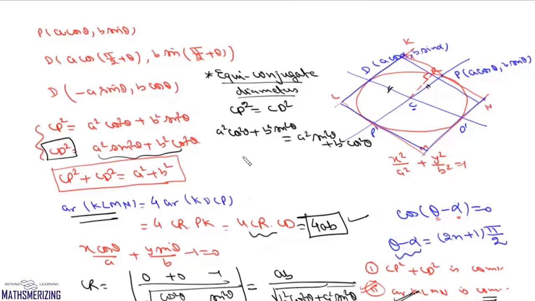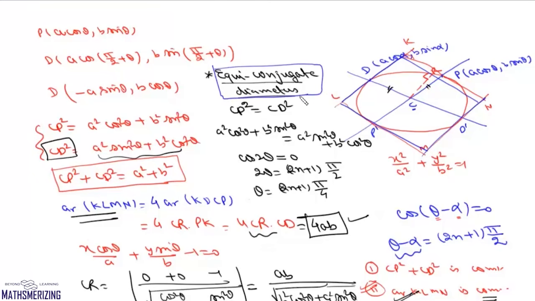So the result that we get from here is cos 2 theta must be equal to 0. So that means 2 theta must be equal to (2n plus 1) pi by 2, or theta must be equal to (2n plus 1) into pi by 4. So it simply means if two diameters are equi-conjugate diameters, then the value of theta must be either pi by 4 or 3 pi by 4.